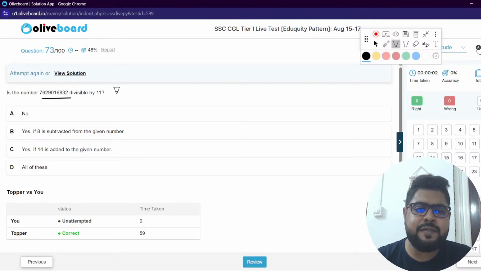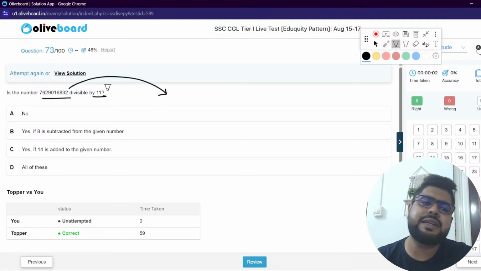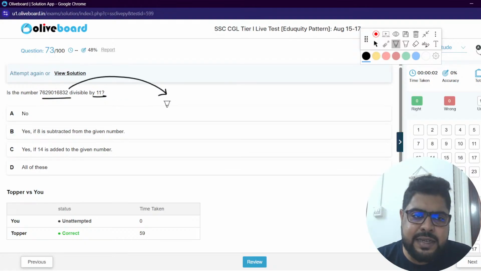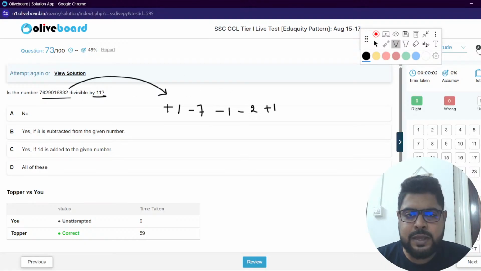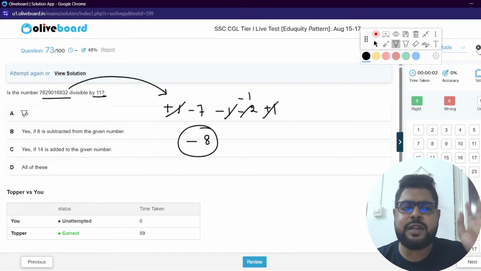So this number, is it divisible by 11? How to check? The divisibility rule. So 7 and 6, so plus 1. 2 and 9, minus 7. 0 and 1, minus 1. 6 and 8, minus 2. 3 and 2, plus 1. Plus 1, minus 1, this is minus 1. Minus 8 is coming. So this is not divisible by 11.